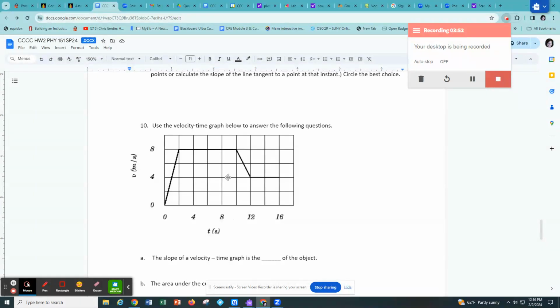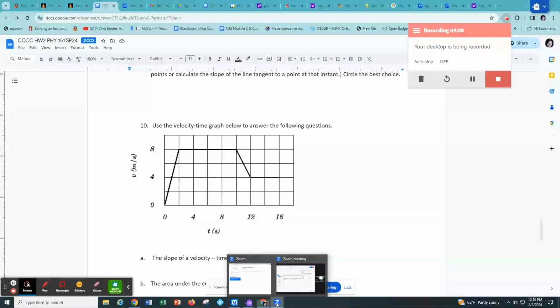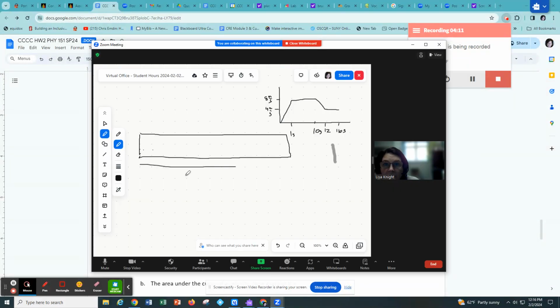So let's talk about the change in position. When you find the area under the curve here, you're finding your change in position over a time interval. So from 10 seconds to 16 seconds, what's happening? Here's a rough sketch of that graph. You sped up from 0 to 8 meters per second in 1 second.